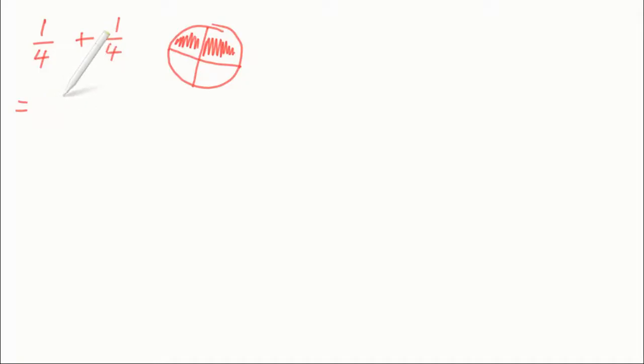So the key step here is that you add the top numbers together only when the bottom numbers are the same. And the bottom numbers don't change, so the 4, or the quarters, still stay quarters, and 1 plus 1 is 2. And that's really the key thing. When you're adding fractions that have different denominators, or unlike denominators, then you need to make the bottom numbers the same, and that's the bit that students have trouble with.